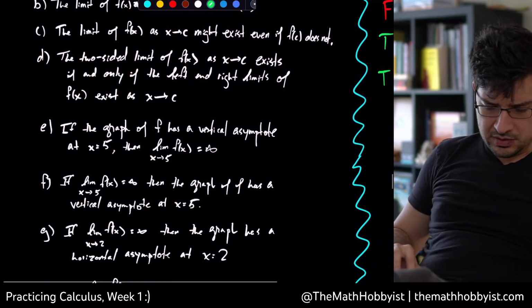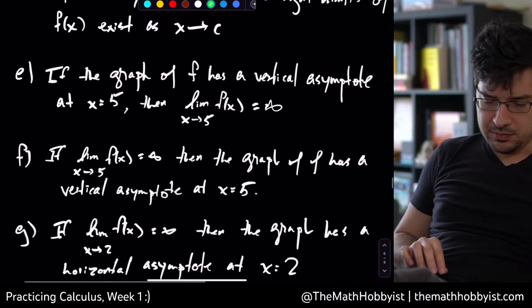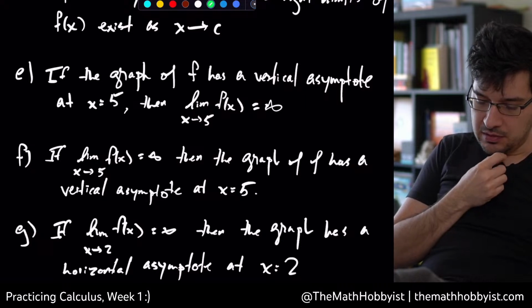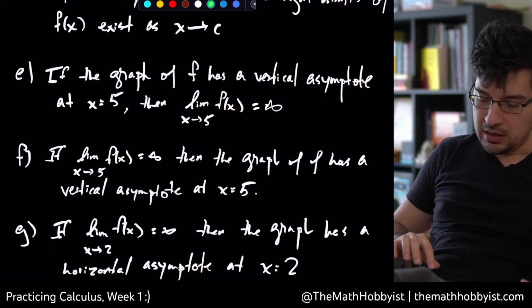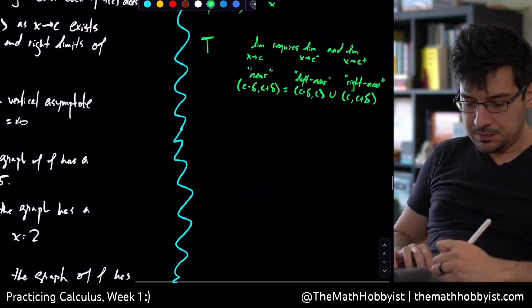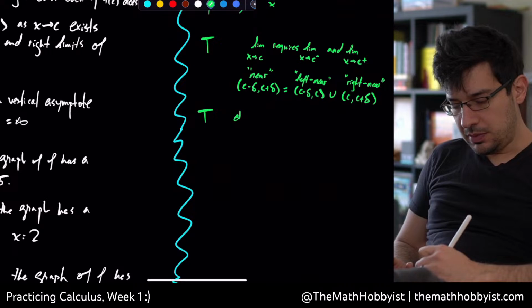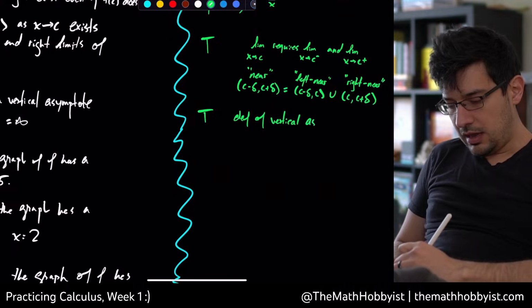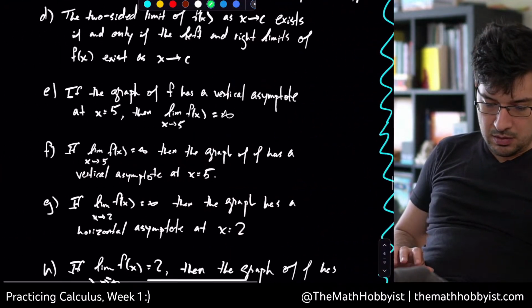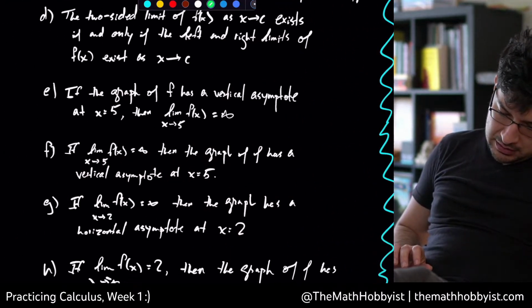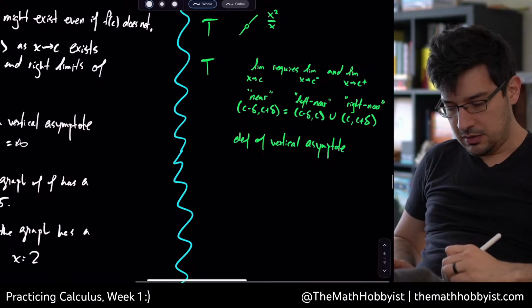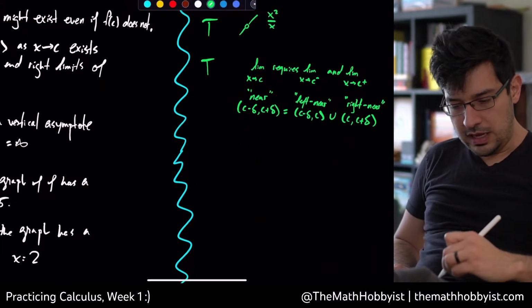Two-sided limit exists. If the graph of f has a vertical asymptote at x equals 5, then the limit as x tends to 5 of f of x is infinity. Okay, yes. And that's true by definition of vertical asymptote. Well, I mean, no. It's false. It's almost true, is the thing. Yeah, it's false.